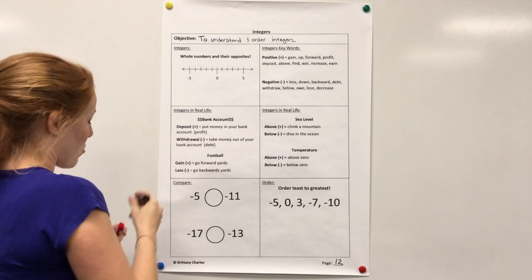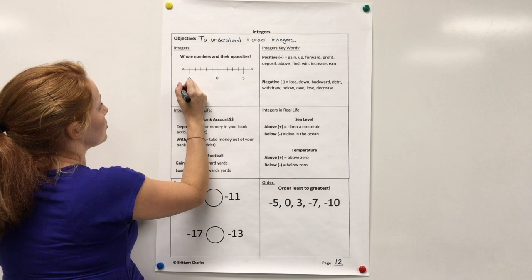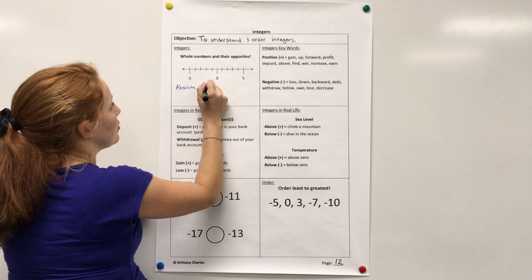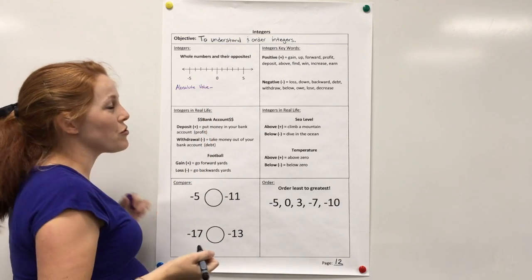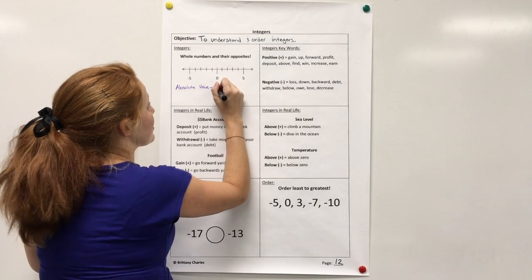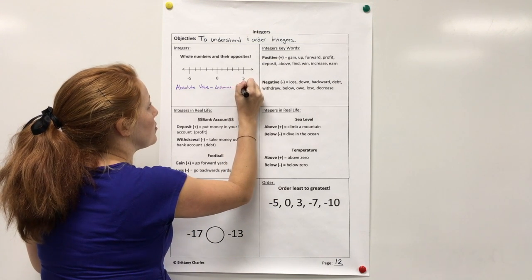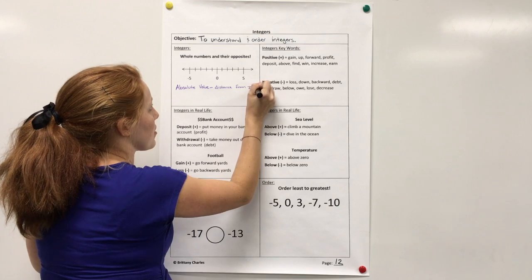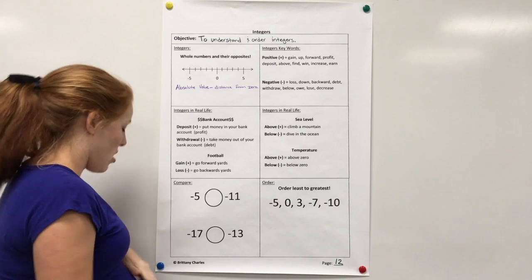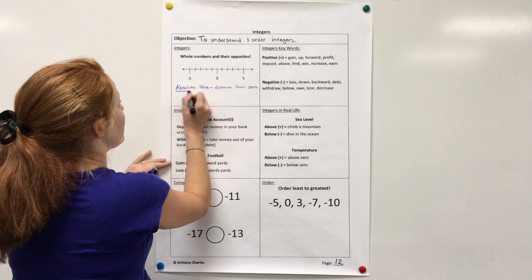All right, and another thing I want you to add on here, write absolute value. And absolute value just means how far is a number from 0, or the distance from 0. So go ahead and add that in because you're going to need to know that for something. All right, so I'm going to give you an example of absolute value.